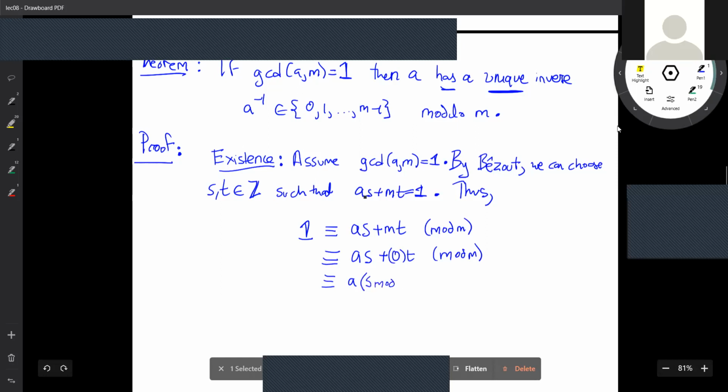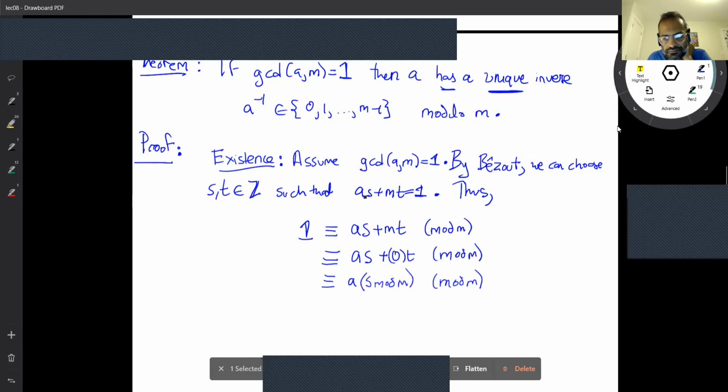I have a question. How did we know M was 0? Well, what is M congruent to modulo M? What's the remainder of M when you divide M by M?